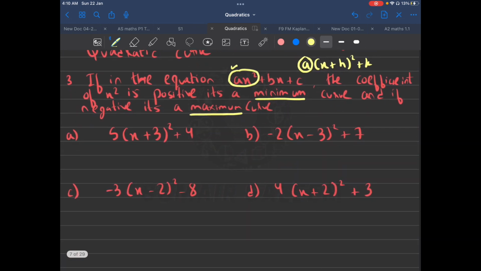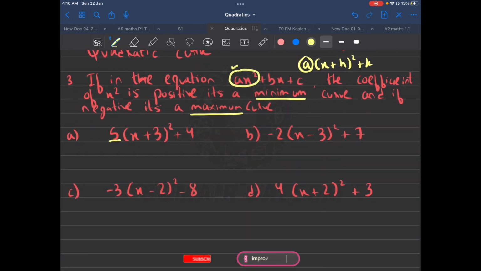Let's do a few examples here. Now, is this 5 positive or negative? Positive. So it's going to be a minimum curve. Is this minus 2 positive or negative? Negative. It's going to be a maximum curve. Here, minus 3. Is this positive or negative? Negative. So maximum. And here, is this 4 positive or negative? Positive. Minimum.